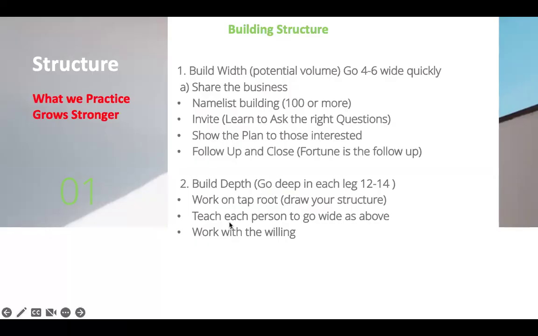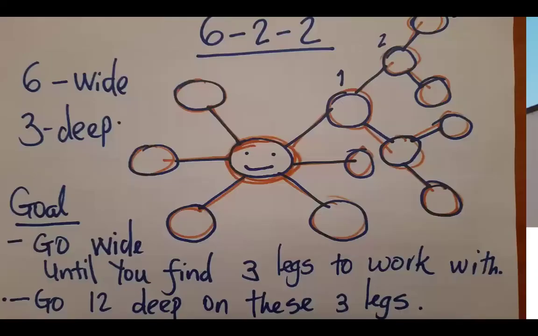So teach each person you sponsor how to go wide, and then work with the willing. That simply means work with people who want your attention. Don't work with people whom you have to push. Don't work with people who have what we call a wheelbarrow syndrome. They don't move unless they're pushed. Okay? So work with the willing. Let me show you what it means with building taproot.